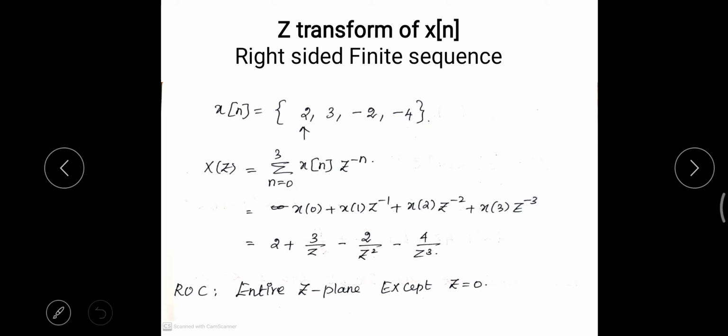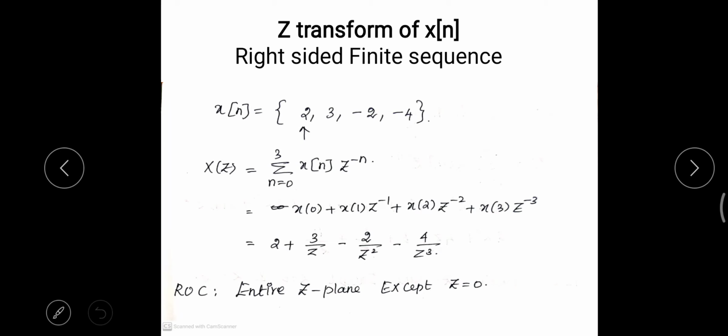Okay, so far I have considered infinite sequences. Now I will take the finite sequence. While considering finite sequences, I am going to take three cases. One is called a right-sided sequence, the other one is a left-sided sequence, and the third one is a double-sided sequence. That is causal, non-causal, and double-sided sequence.